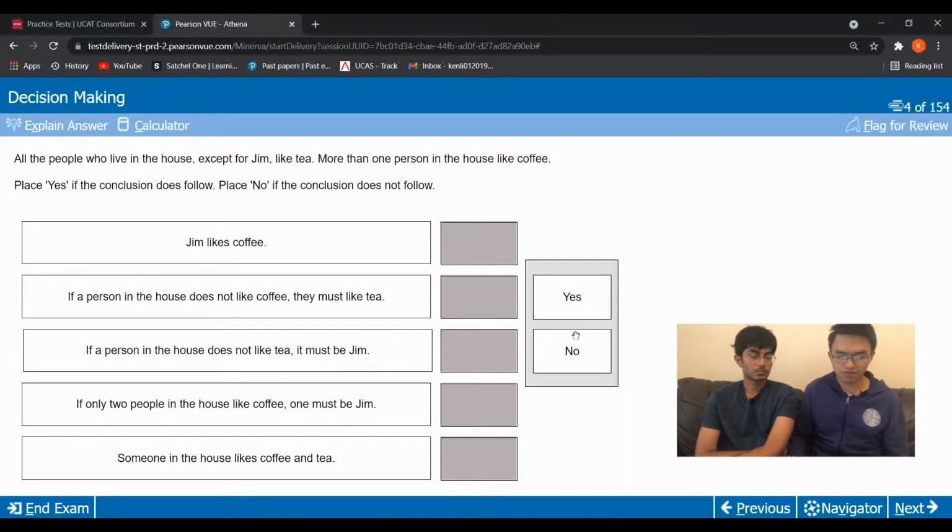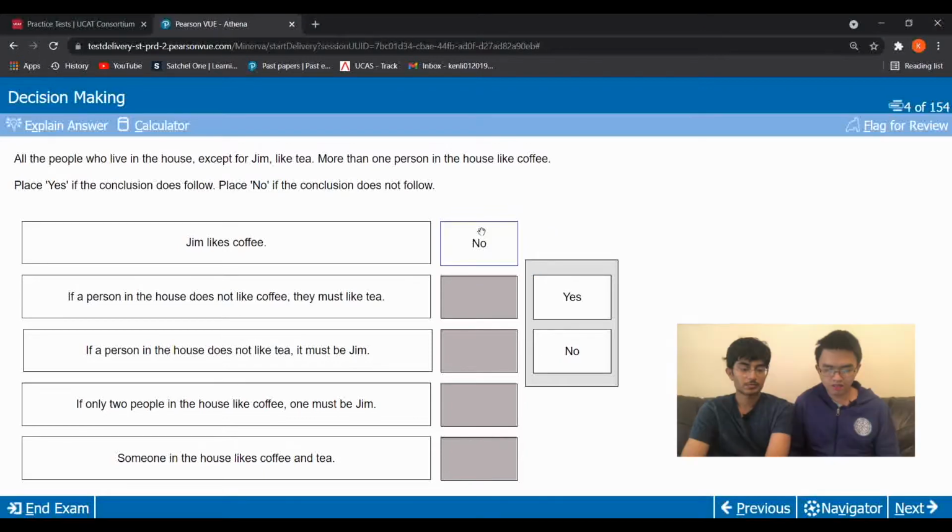Jim likes coffee. Not necessarily. If a person in the house does not like coffee, they must like tea. That is not necessarily true, because Jim might not like coffee and he might not like tea either. If a person in the house does not like tea, it must be Jim. Yes, that's rephrasing the first sentence. If only two people in the house like coffee, one must be Jim. No, someone in the house likes coffee and tea.